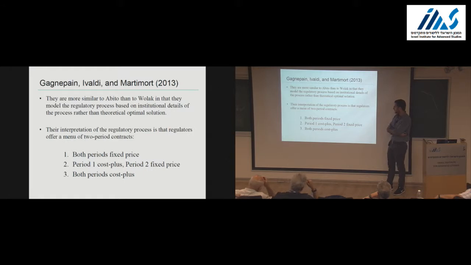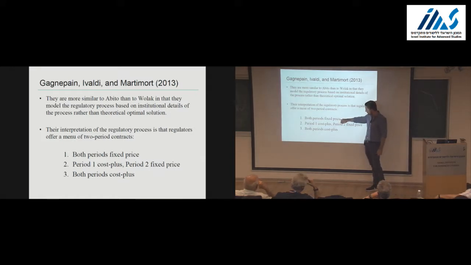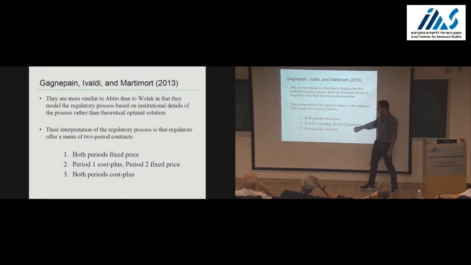Their interpretation of the regulatory process is that the regulators offer a menu of two-period contracts. One choice on the menu says you can have fixed price both periods. The next choice on the menu says you can start with a cost plus and then switch to a fixed price. And the third choice on the menu says you can have cost plus in both periods.